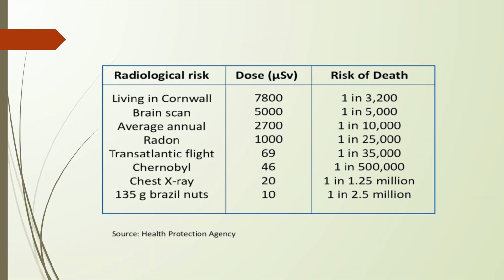To contextualize exposure, Health Protection Agency data compares radiation doses and associated mortality risks. Living in Cornwall carries an annual dose of 7,800 microsieverts, while a brain scan delivers 5,000 microsieverts. Lower exposures include a transatlantic flight at 69 microsieverts, down to everyday activities like eating 135 grams of Brazil nuts at 10 microsieverts.